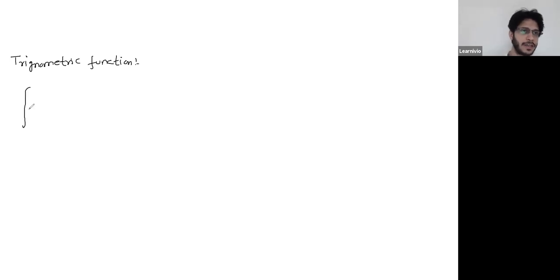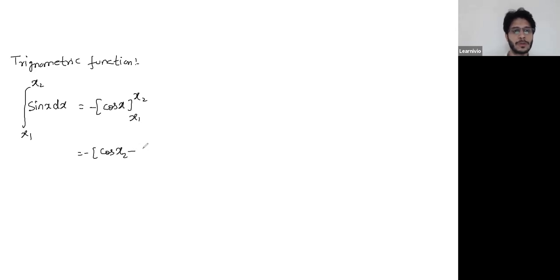If you're integrating sine x from x1 to x2, then the integral of sine x is minus of cos x. Limit is from x1 to x2. So it's minus of cos x2 minus cos x1. This is the integration of sine.